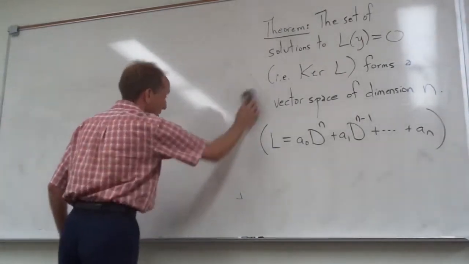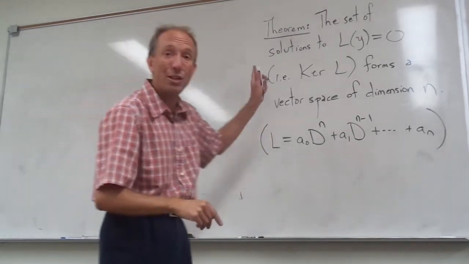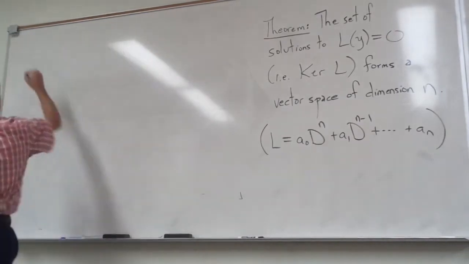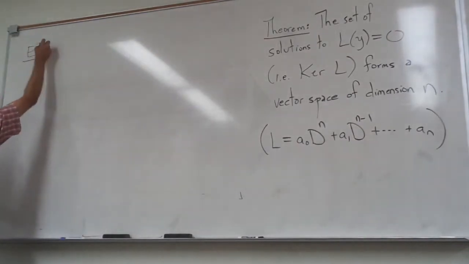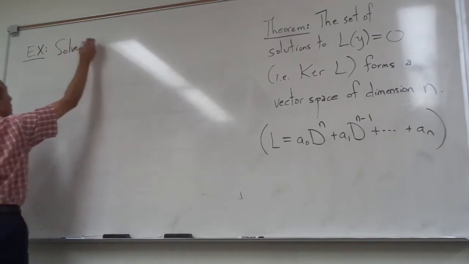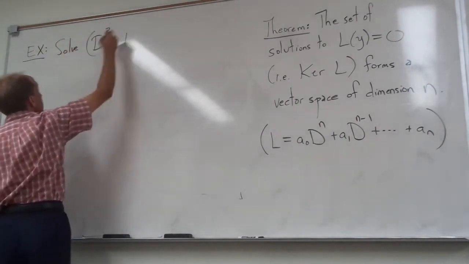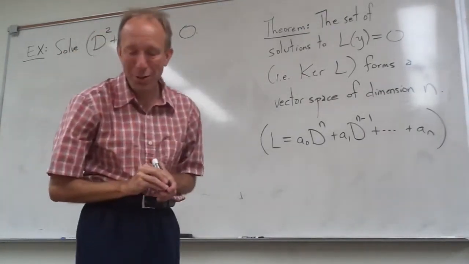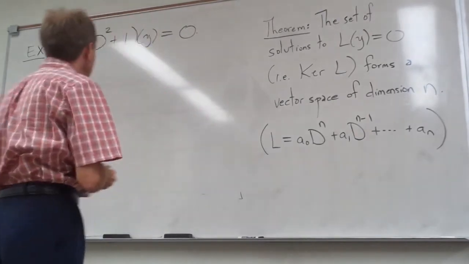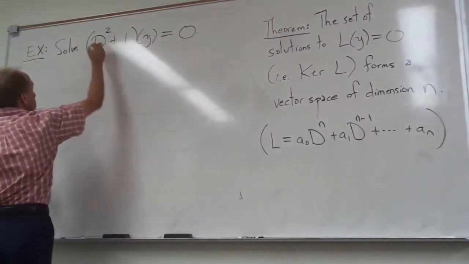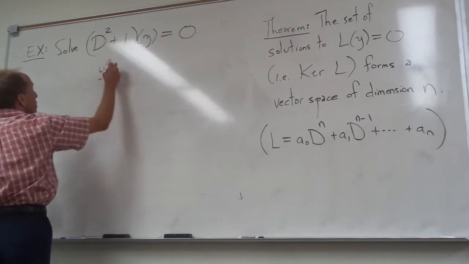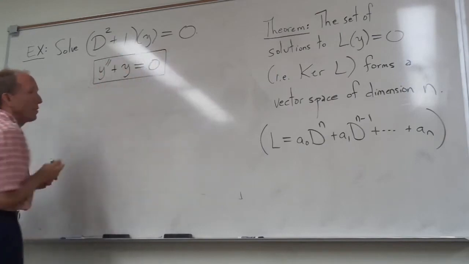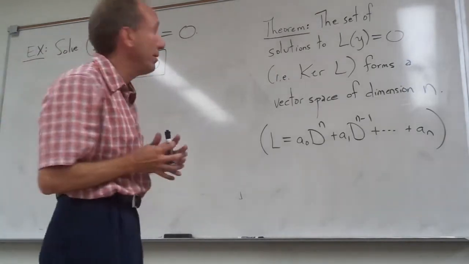Let me give you a problem. I'm going to show you why this is an awesome theorem. Here's an example. I'm not going to make it a hard example; it's going to be a really simple one. Let's solve (d squared plus 1) of y equals 0. Remember, d squared just means two derivatives of y, and then plus 1 times y equals 0. This is just rewriting the differential equation in a slightly different way.